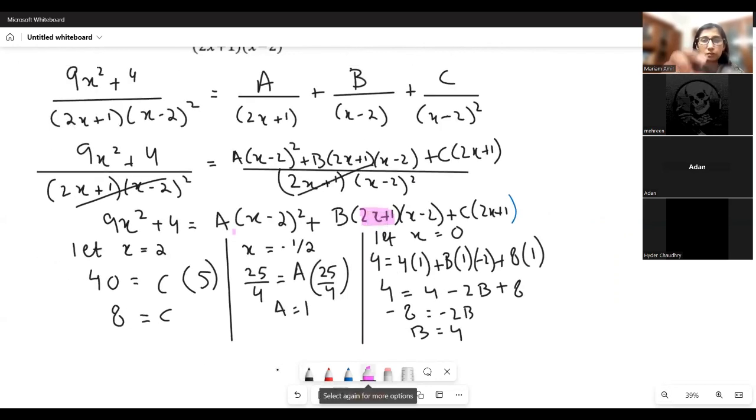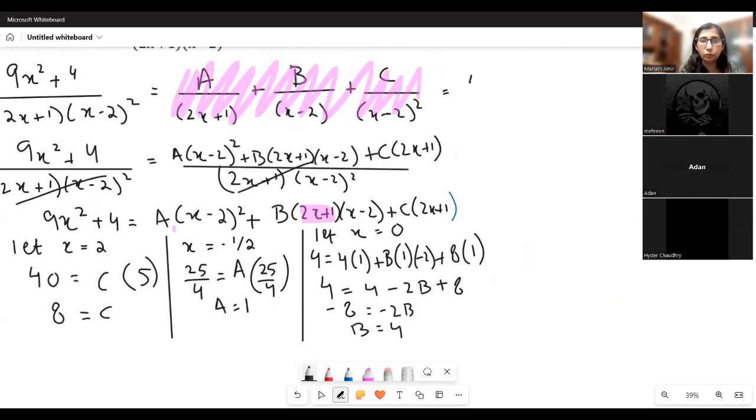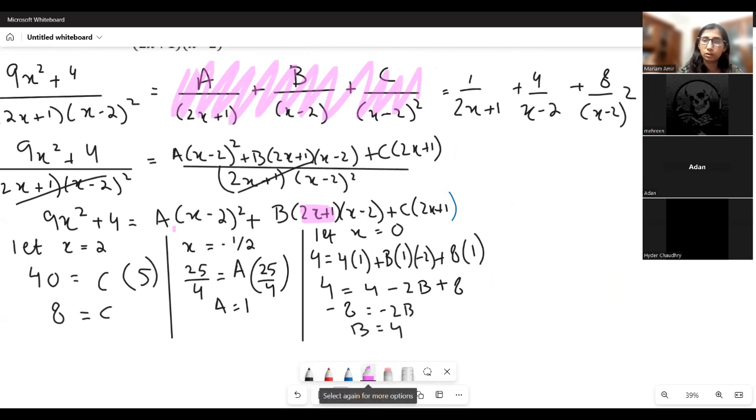So now the final answer would be A gets replaced by 1, so 1 upon 2x plus 1. B gets replaced with 4, plus 4 over x minus 2. C gets replaced with 8, so plus 8 upon x minus 2 whole square. This is the answer. Then what were you getting wrong?